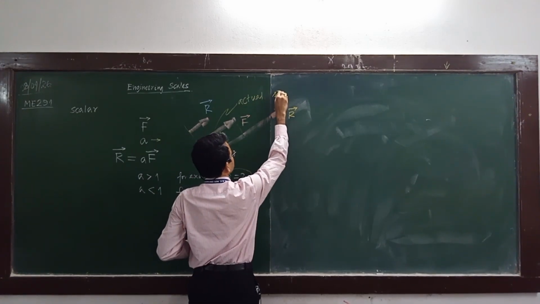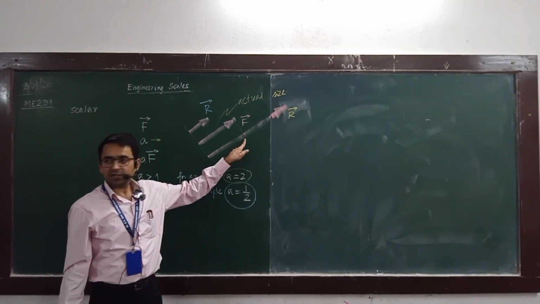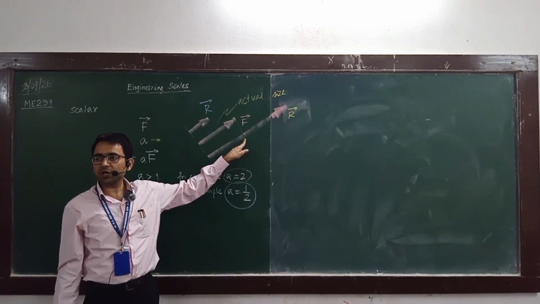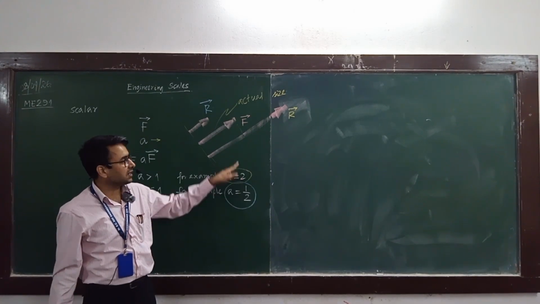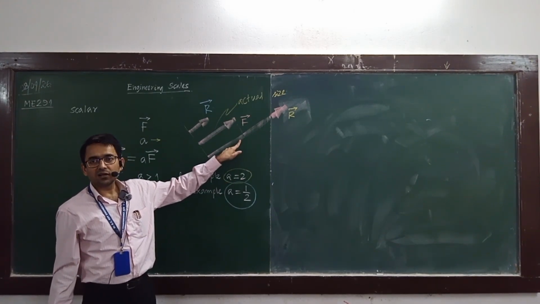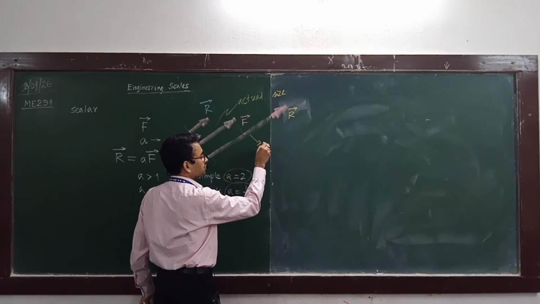It is the actual size. Now it is the enlarged size. So what have we done? We have multiplied by 2. So that is called an enlarging scale. Enlarging scale. So what is the ratio?